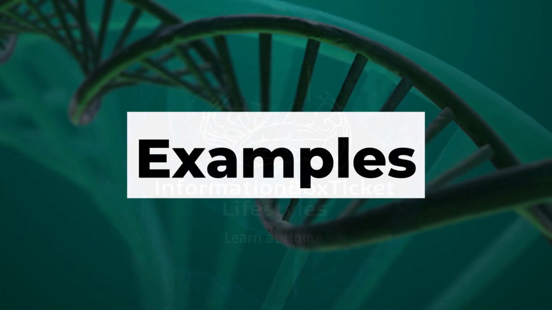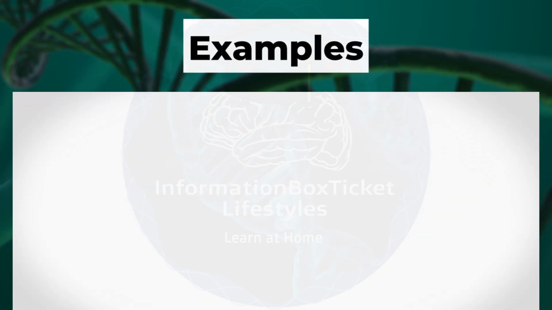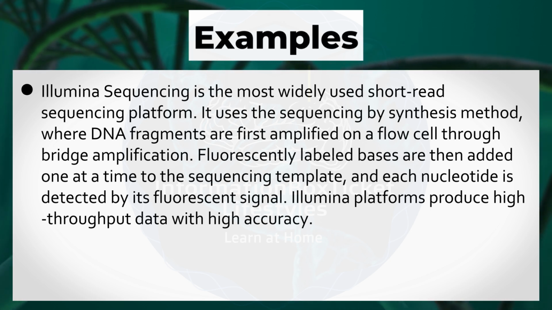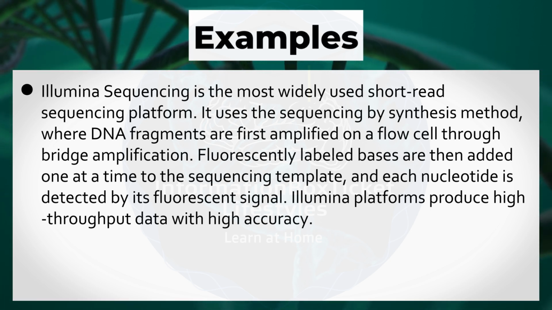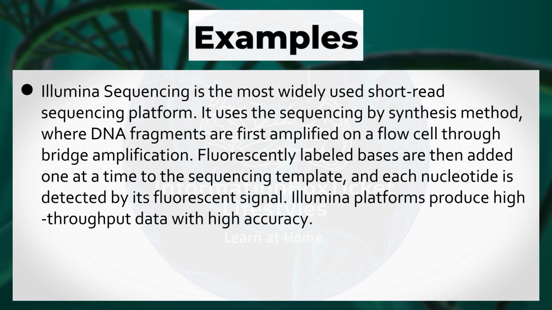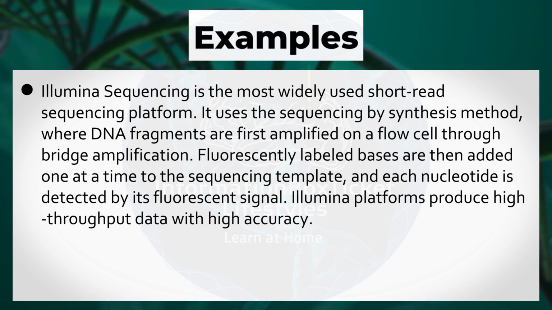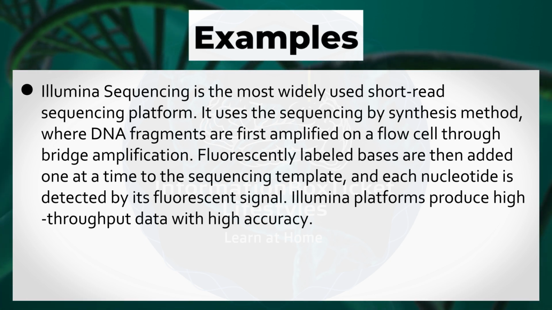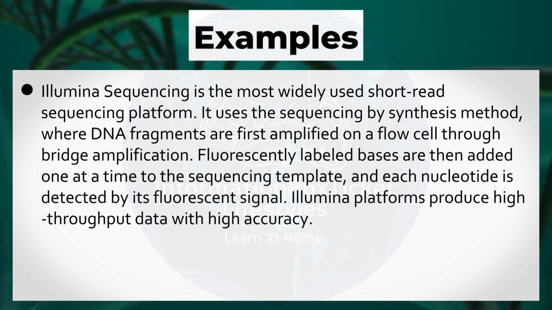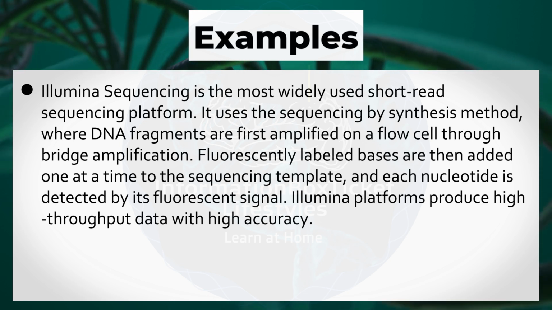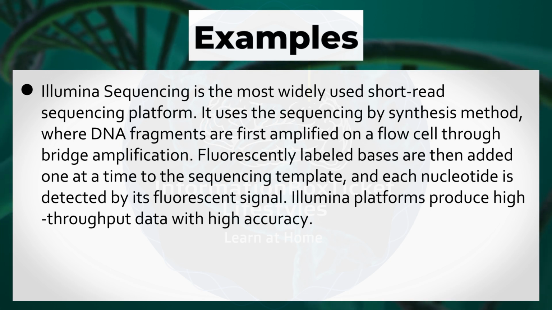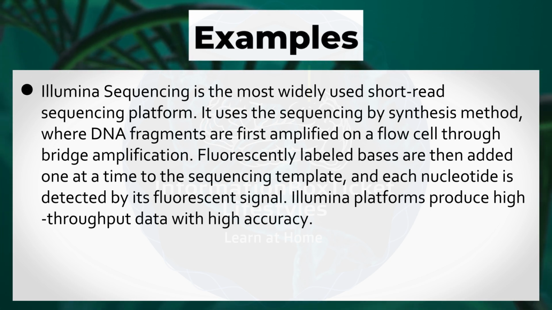Short-read sequencing examples. Few of the examples of short-read sequencing methods are: Illumina sequencing is the most widely used short-read sequencing platform. It uses the sequencing by synthesis method, where DNA fragments are first amplified on a flow cell through bridge amplification. Fluorescently labeled bases are then added one at a time to the sequencing template, and each nucleotide is detected by its fluorescent signal. Illumina platforms produce high-throughput data with high accuracy.